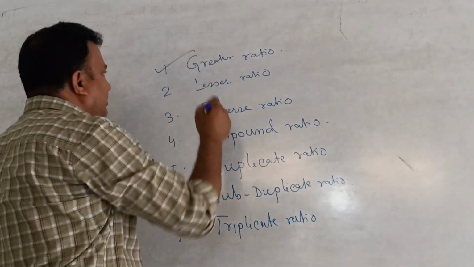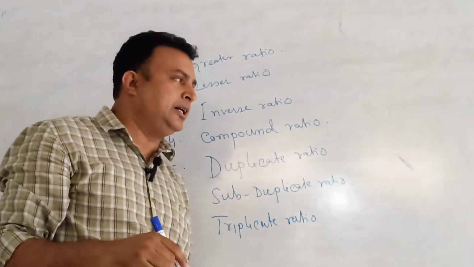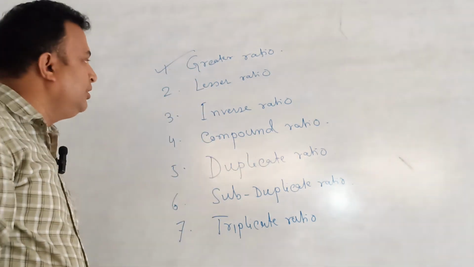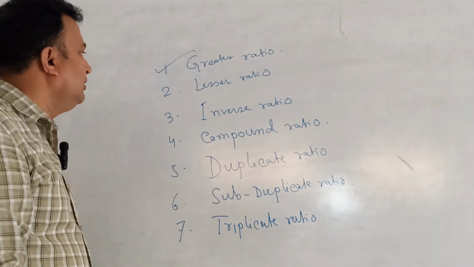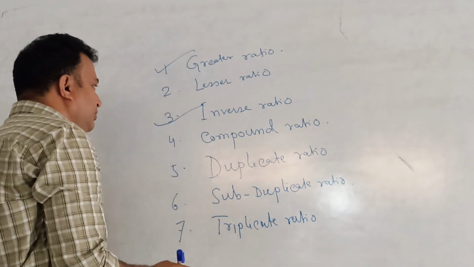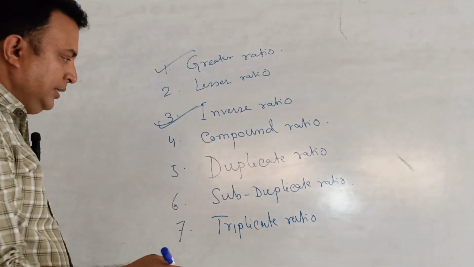Already it is discussed what is greater ratio. If the antecedent part is greater than the consequent part, then it is called greater ratio. What is lesser ratio? If the antecedent part is less than the consequent part, then it is lesser ratio, already discussed. And what is inverse ratio? Now we will discuss about inverse ratio.